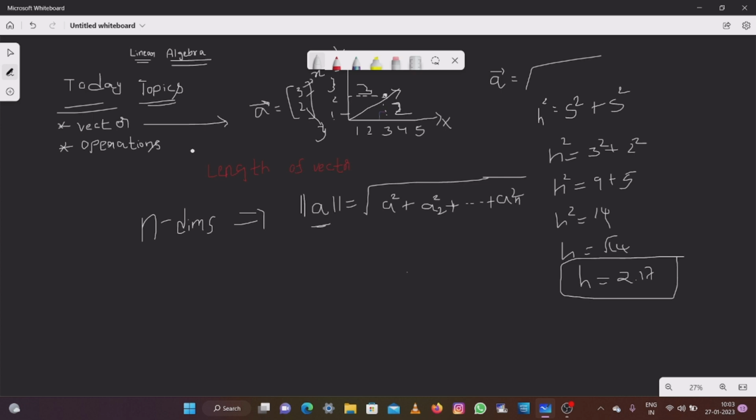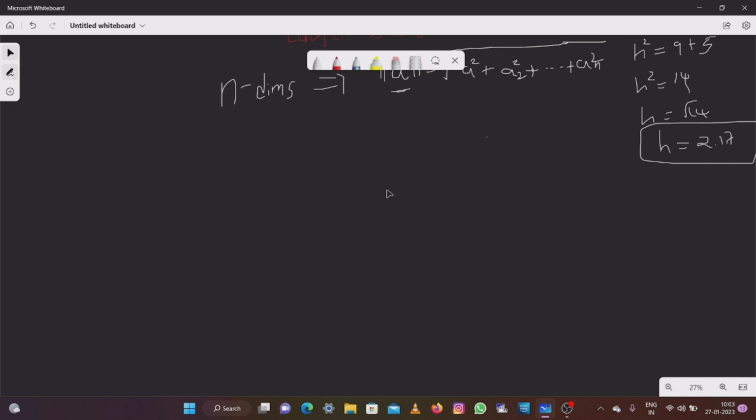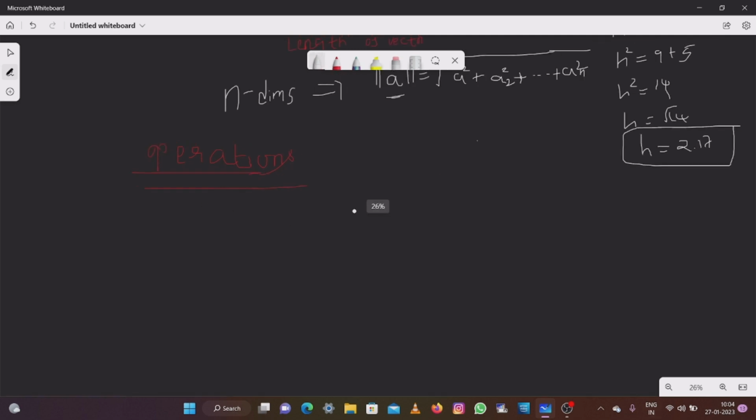Let's move into the depth of operations on vectors, the next topic. Each and every material is provided in the description. You can go there and verify how the working goes. Okay, and the next topic is operations on vectors.